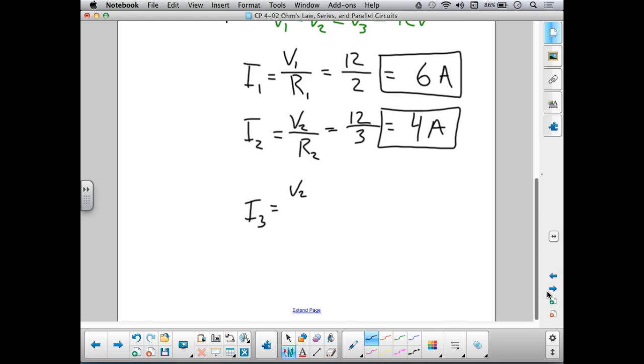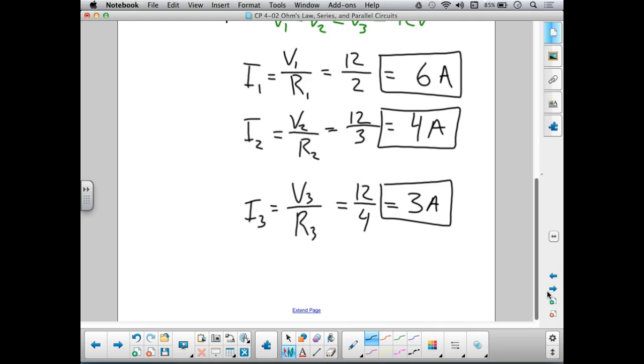We see a pattern. Current through path 3 is equal to the voltage across path 3 divided by the resistance of path 3. And that's going to be 12 again. 12 volts across all paths. And resistance of path 3 is 4, which gives me a current through path 3 of 3 amps.